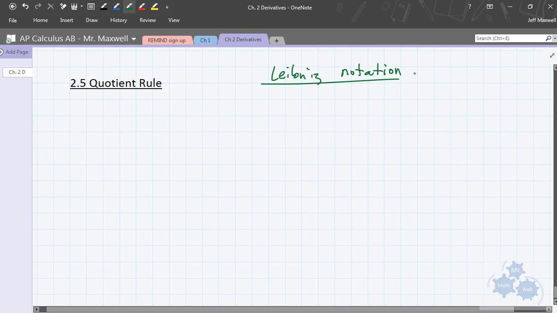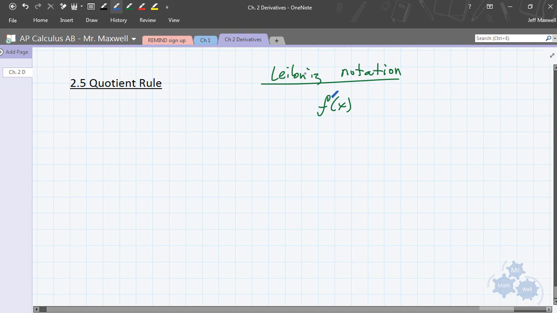In some of the rules, I think most of the rules, they give you sort of the Newtonian notation and the Leibniz notation. So anyways, Leibniz notation looks like this. If we have a function that we're taking the derivative of, notice that we used to do this symbol for taking the derivative, the derivative of f of x. This is not the Leibniz notation, though.